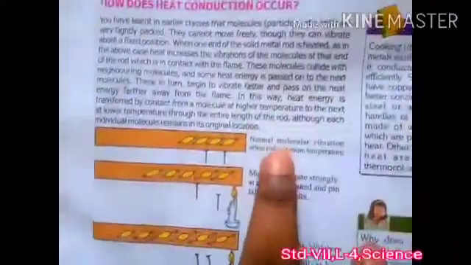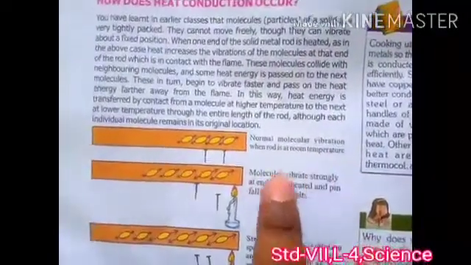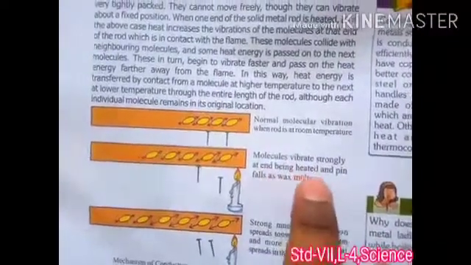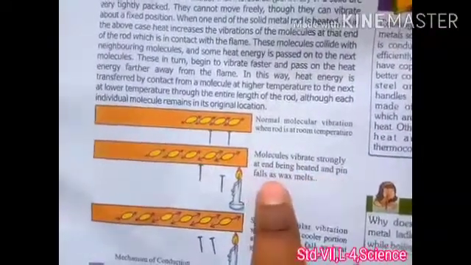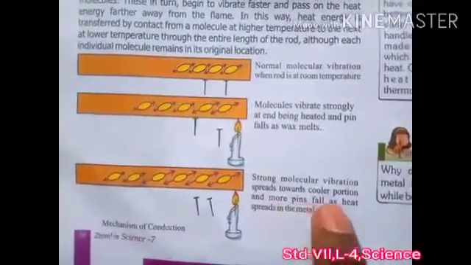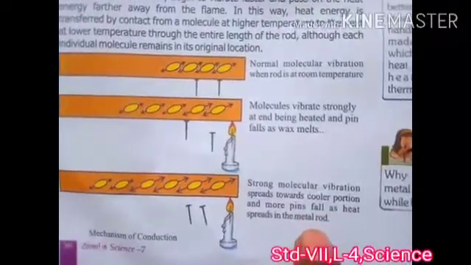As you can see here, normal molecular vibration when the rod is at room temperature, right? When we start heating, molecules vibrate strongly at the end being heated and the pin falls as the wax melts, right? Strong molecular vibration spreads towards the cooler portion and more pins fall as heat spreads in the metal rod, right?